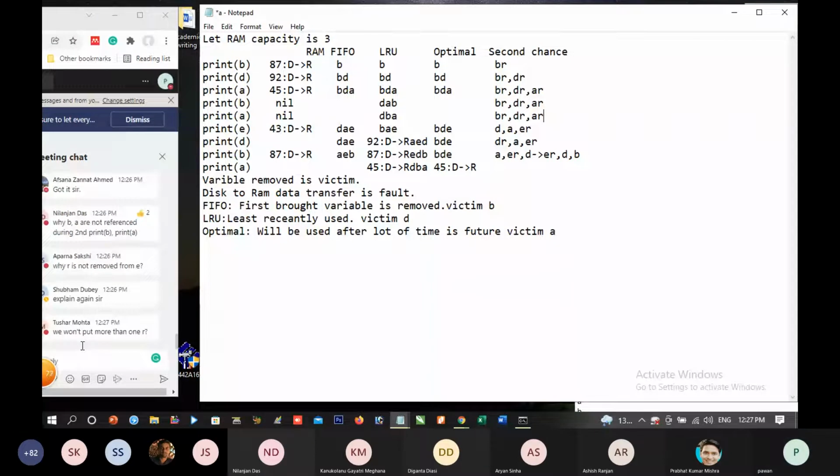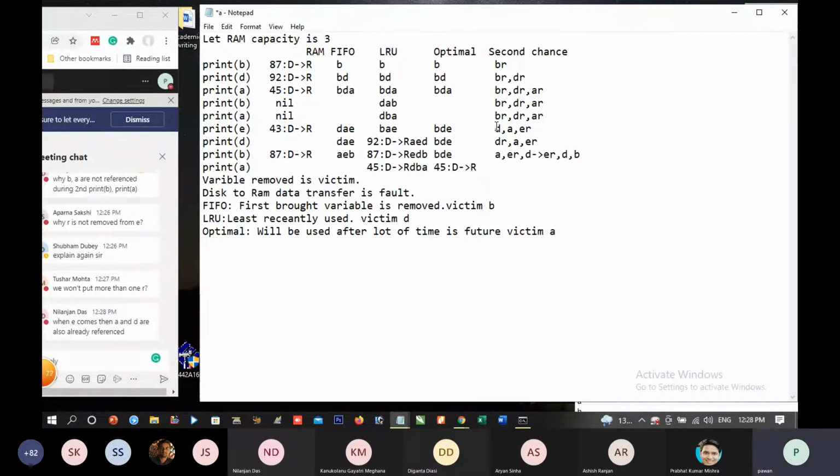You see, there is a method of putting more than one R also, which is called a history bit, but that is much higher. But at present, we are only concentrating on a single R. There are higher methods also, which put more than one R, but for the time being, we are concentrating on a single R. Now, E is to be referenced.